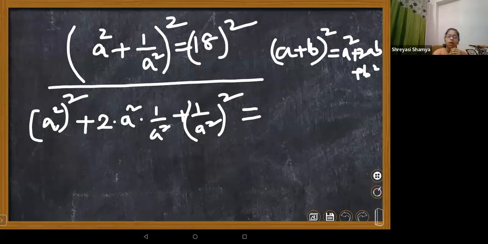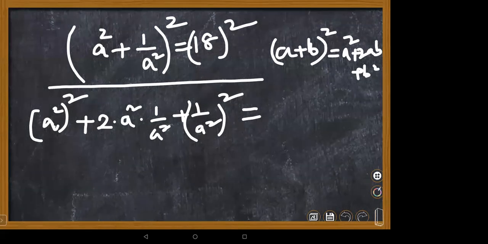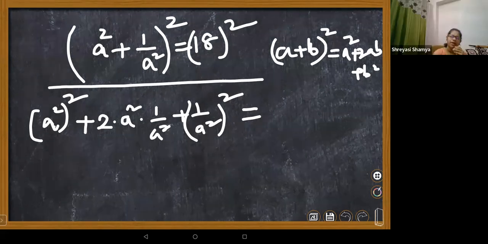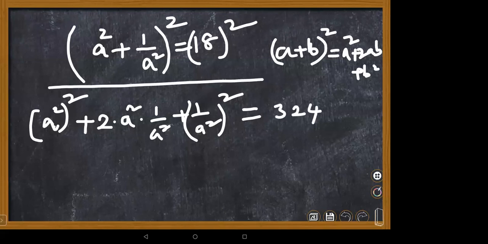Children, 18 square, everything you forget again. Square of 18 square. 324. Good. It is 324.